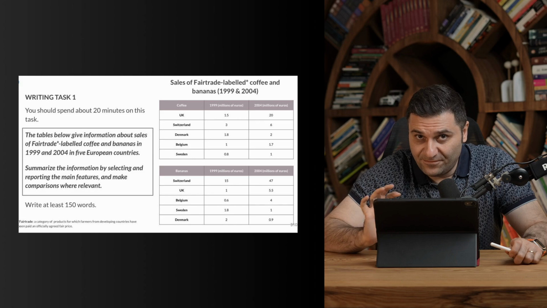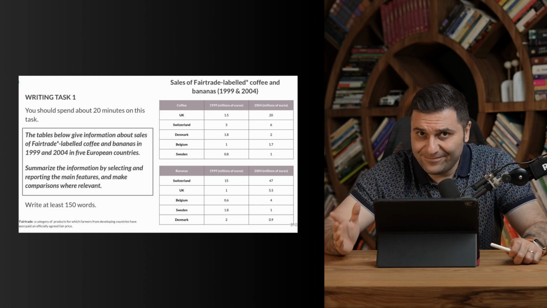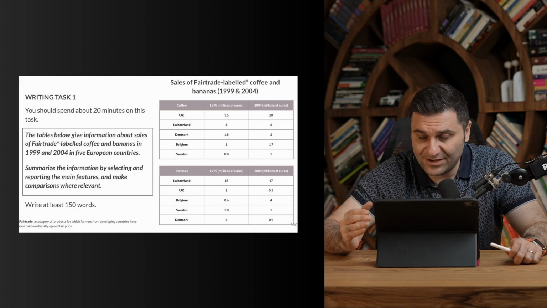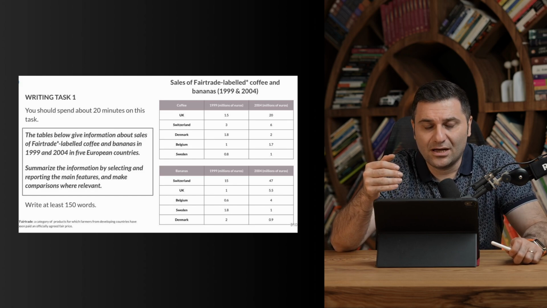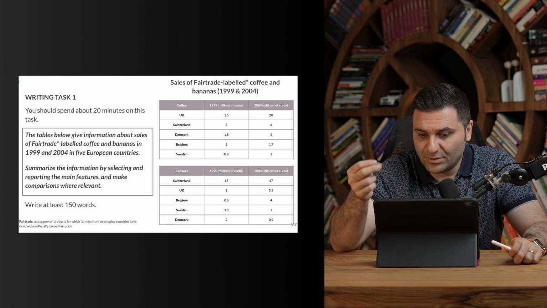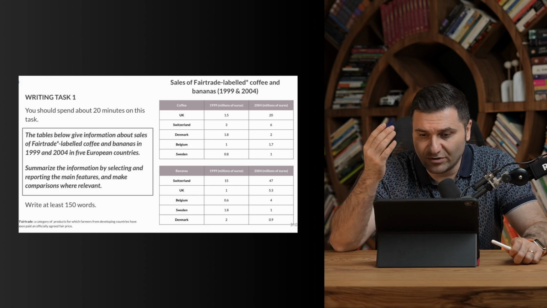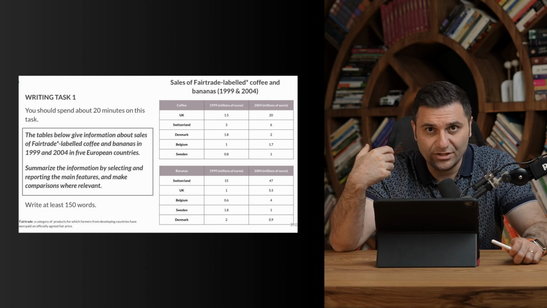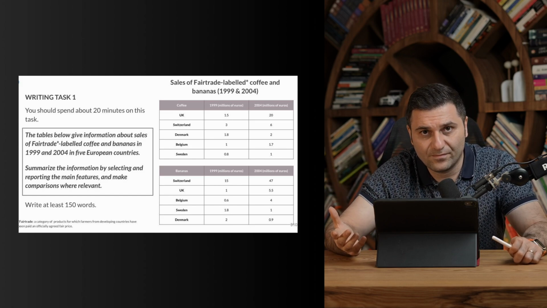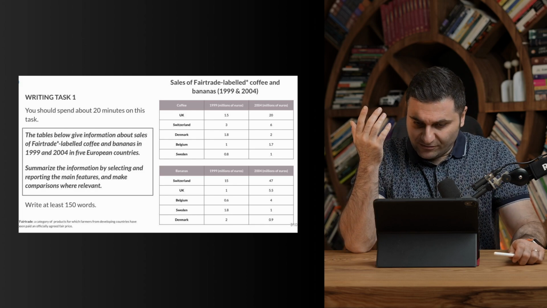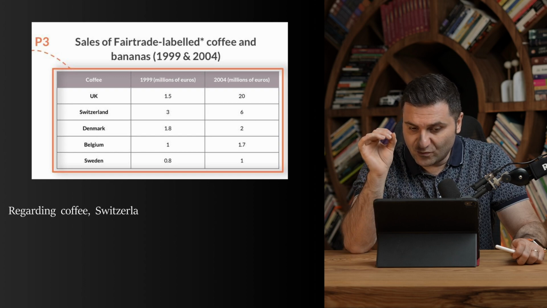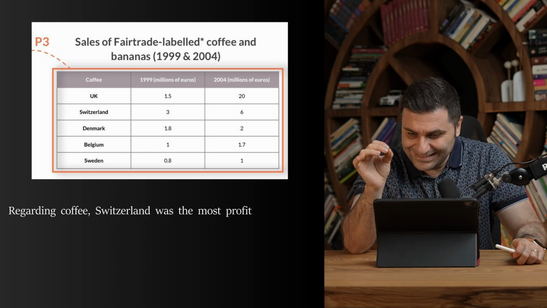So we start, first of all, remember that any division you make, you should mention in your first sentence. If your division is based on the two categories here, you should mention it. How can we mention it? For example, you can start your sentence regarding coffee. In this case, you tell the examiner that I'm referring to data and information about coffee. So we start our paragraph 3 with this. Regarding coffee, Switzerland was the most profitable in 1999.